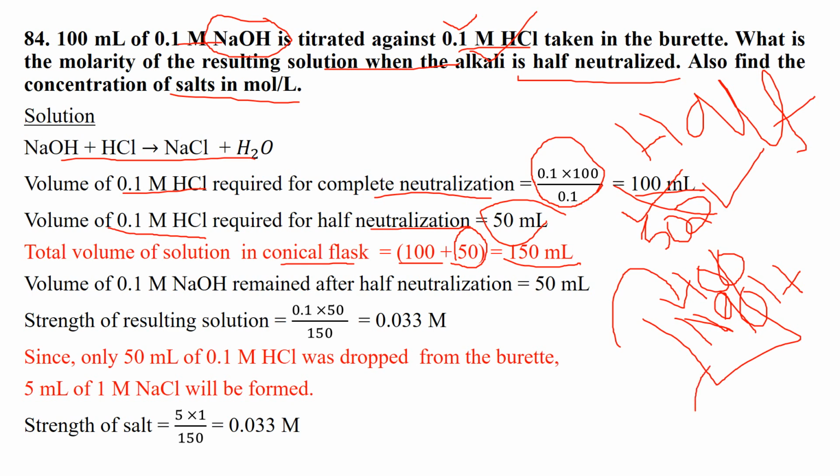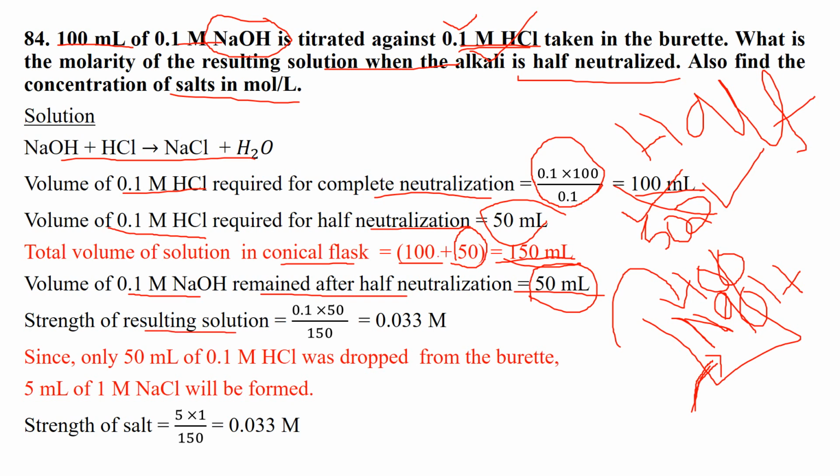So we have to calculate the molarity of the solution here. What is the molarity of the solution present inside the beaker? Total volume will be 150. Then the volume of 0.1 molar NaOH remaining after half neutralization will be only 50 ml, because total volume is 100 ml. Then 50 ml is neutralized by the, sorry, HCl. Total volume of NaOH here is 100. Among 100, 50 ml is neutralized by the HCl during half neutralization. Then only 50 ml is present after the half neutralization. After half neutralization, only 50 ml of NaOH is present, but the total volume is 150 ml.